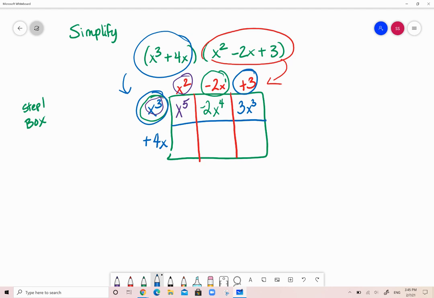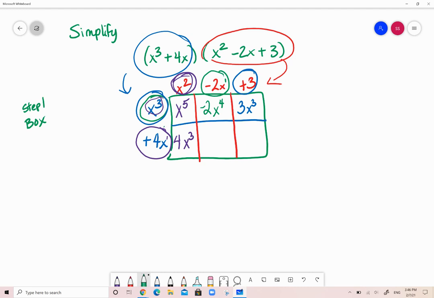All right, now let's do the last row. So now you're going to do this with this. So 4x times x squared is basically 4, and then x, basically there's a 1. So 1 plus 2, add the exponents, 1 plus 2 is 3. So it becomes x cubed. All right.